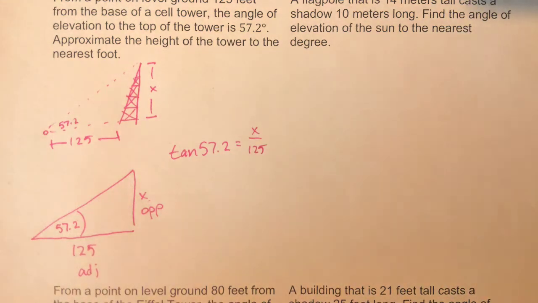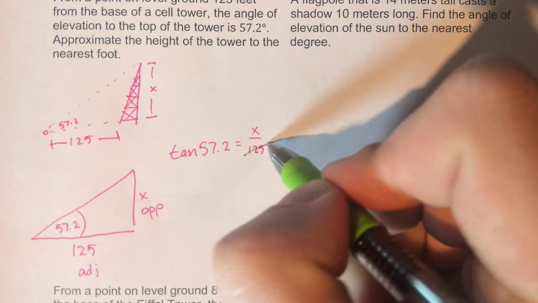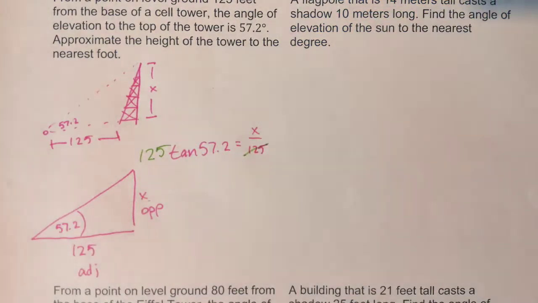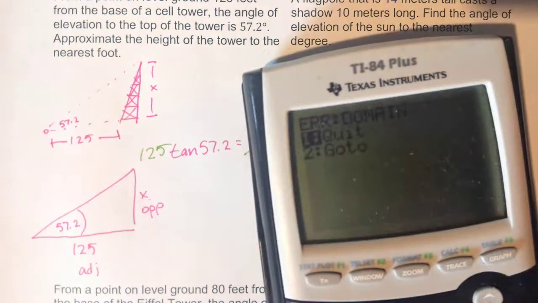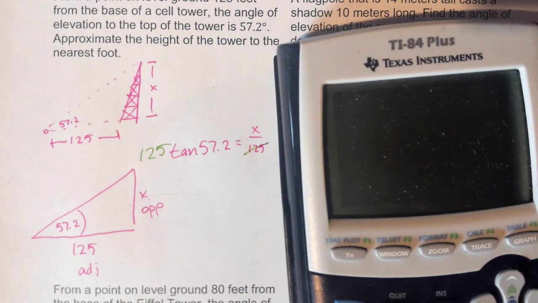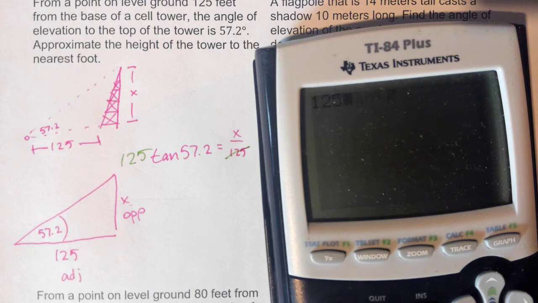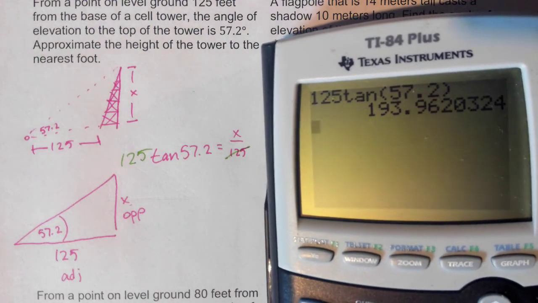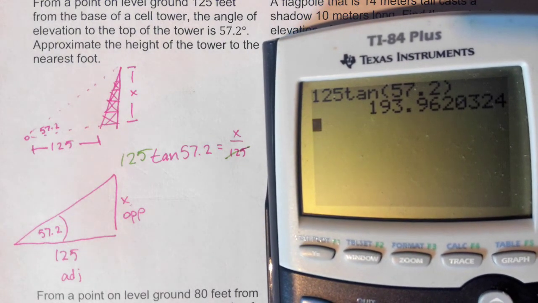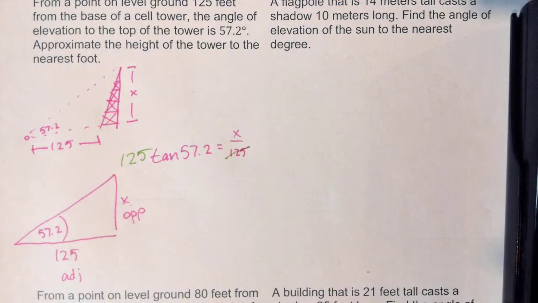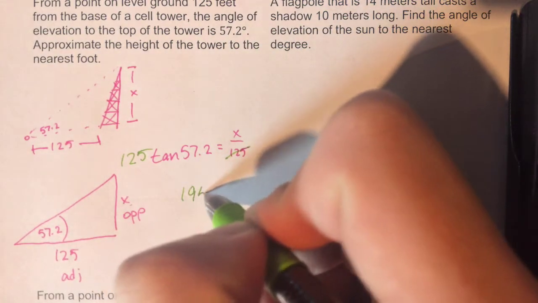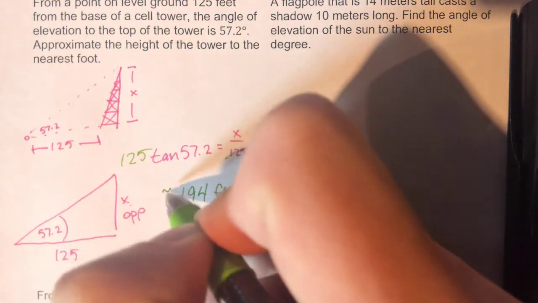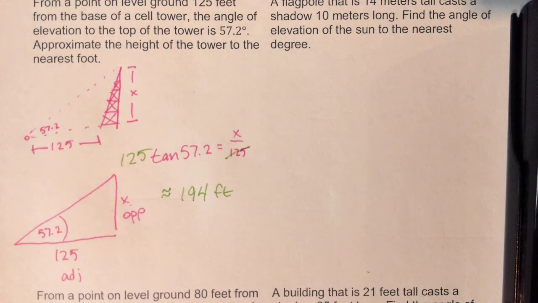Nice, easy algebra problem to solve. To get that 125 to the other side, we would multiply by 125. So we stick it out front there. x equals 125 tangent of 57.2. We pull out our calculator and we type it in. 125 tangent of 57.2. Close that parenthesis. Rounded to the nearest tenth. Oh no, rounded to the nearest foot, it says. That'd be 194 feet. That cell phone tower is about 194 feet high off the ground.